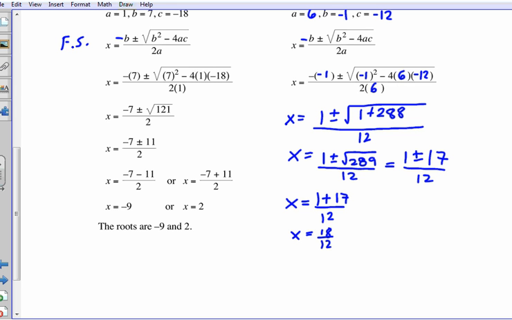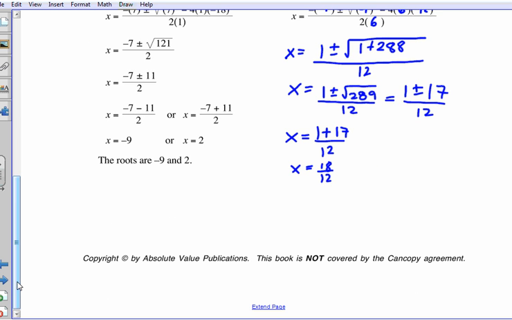What can go into 18 and 12? 4. 6. Okay, 18 divided by 6 is 3. 12 divided by 6 is 2. Okay, how else can you reduce your fractions? Math, enter, enter. Okay, next guy.